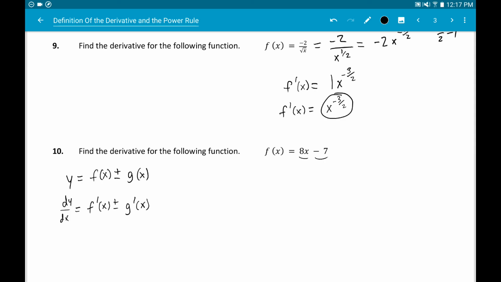So let's do that. If I have 8x, the derivative of 8x is going to be 8. And negative 7 is just a number. The derivative of that is 0. Well, we don't write plus 0, right? So our solution is just going to be 8. We just do the derivative of each term is all we're saying there.